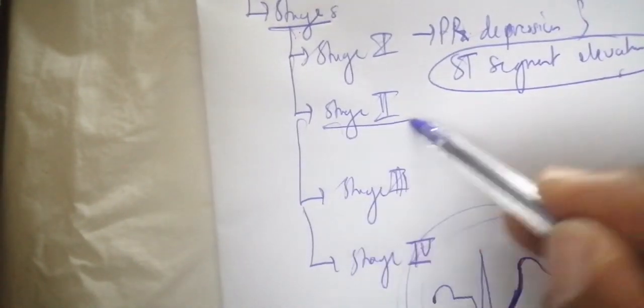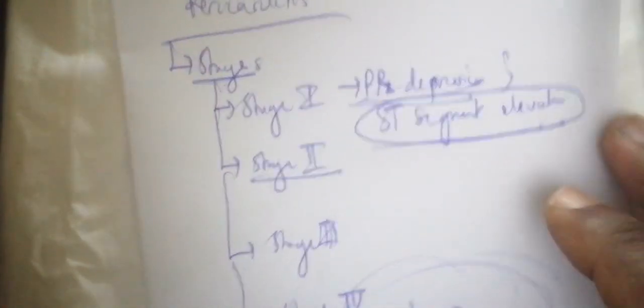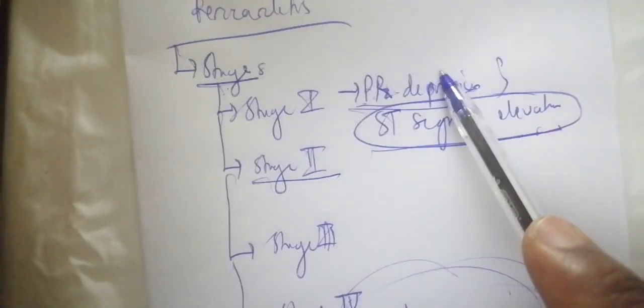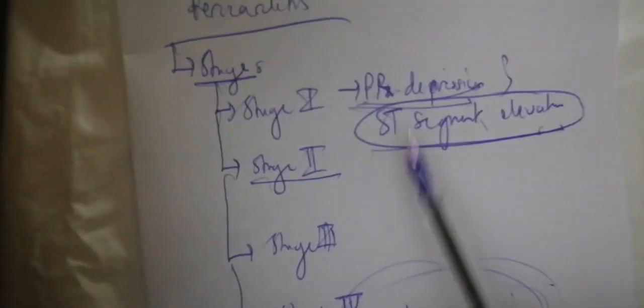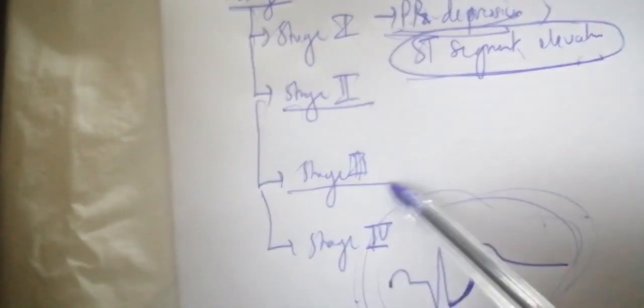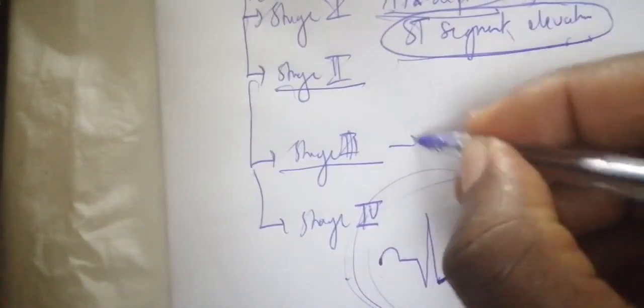The next element is in stage 2. You have restitution of the PR interval and restitution of the ST segment. The restitution of the PR interval means that the PR interval goes back to the baseline and is no more depressed, and the ST segment goes back to the baseline and is no more elevated. Now in stage 3, you have an inverted T wave.